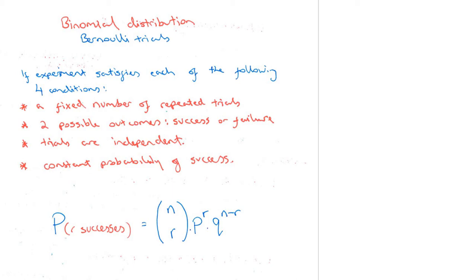The probability of success we call P. Quite often we're asked to find the probability of a certain number of successes in an overall certain number of independent trials. There are a few conditions that have to be apparent in a Bernoulli trial. You have to have a fixed number of repeated trials. There are only two possible outcomes, success or failure. The trials are independent, that means one does not affect the other, and there is a constant probability of success. I'll go through some exam style questions on Bernoulli trials now.